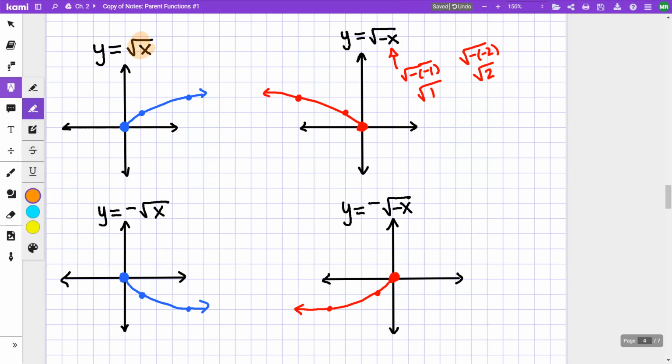So a positive square root of x goes to the right. If I have a negative in front of the x, underneath my square root, that makes it go to the left. A negative outside is going to flip it. So for this one right here, it's going to flip down and go to the right. This one here, this negative in the x is going to move it to the left. This negative here is going to make it go down.